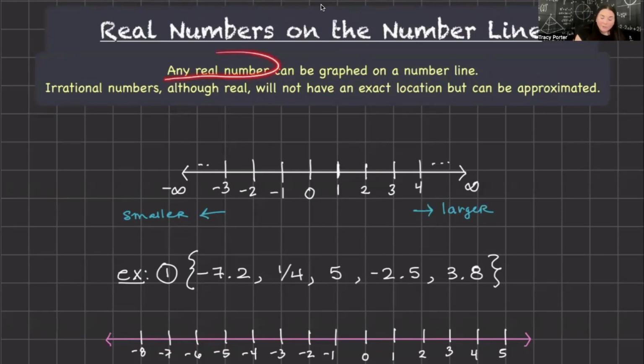So we know that any real number can be graphed on a number line. Sometimes it will be in an exact location. Sometimes, however, it might have an approximate location. Usually an approximate location is sufficient for what we're doing, but I will do an example where you can focus on getting more exact. However, irrational numbers are not ever going to have an exact location. You would have to approximate them somewhere and round them off.